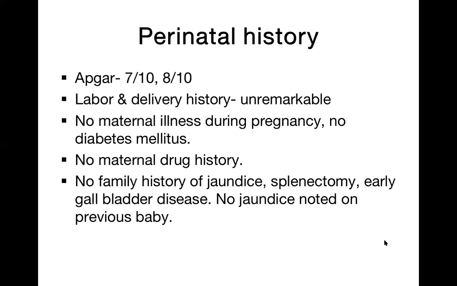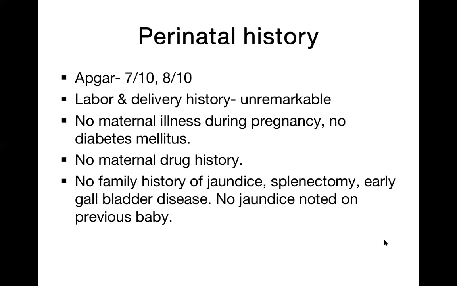Regarding the perinatal history, the perinatal period starts from the period of viability, that is from 22 or 24 weeks of gestation, till 7 days after birth. This is called the perinatal period. So when we ask the perinatal history, there is an Apgar score of 7/10 at 1 minute and 8/10 at 5 minutes. Even if they don't write 1 minute and 5 minutes, you have to understand that if they give these two values, the first one is at 1 minute, the other one is at 5 minutes. So this baby was fine at the time of birth. Apgar score looks quite healthy.